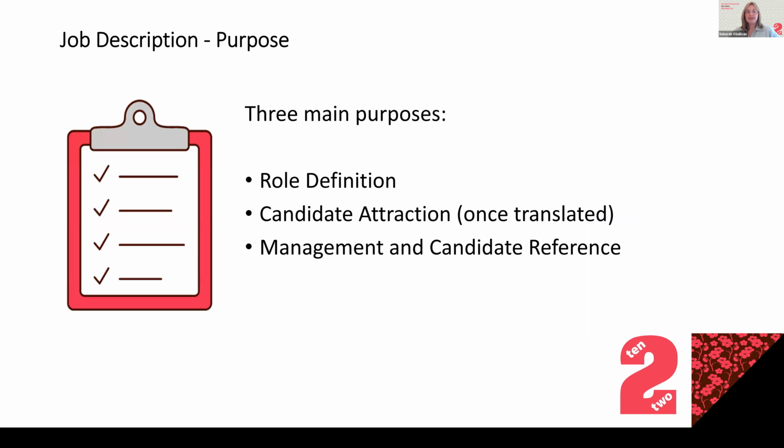Job description, 3 main purposes. So it's for you to help define the role. Once it's translated into a job ad, it's about candidate attraction. We're going to talk about the difference between the job ad and the job description next. And then it's also, and this often gets forgotten, a reference document for both the manager and the candidate. So it's something you can look back on and say, am I actually doing this job? Am I doing this job well? Should we review the job description?